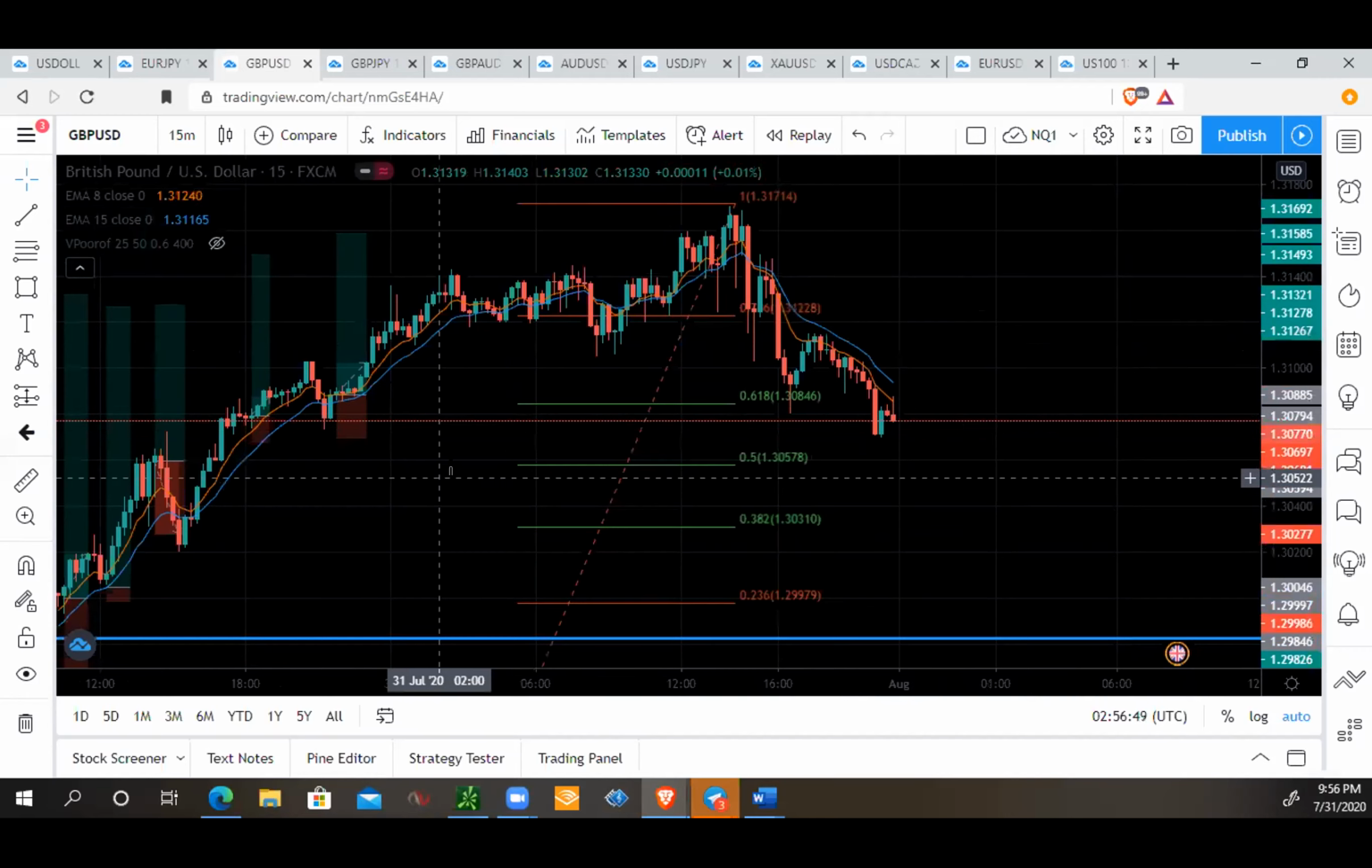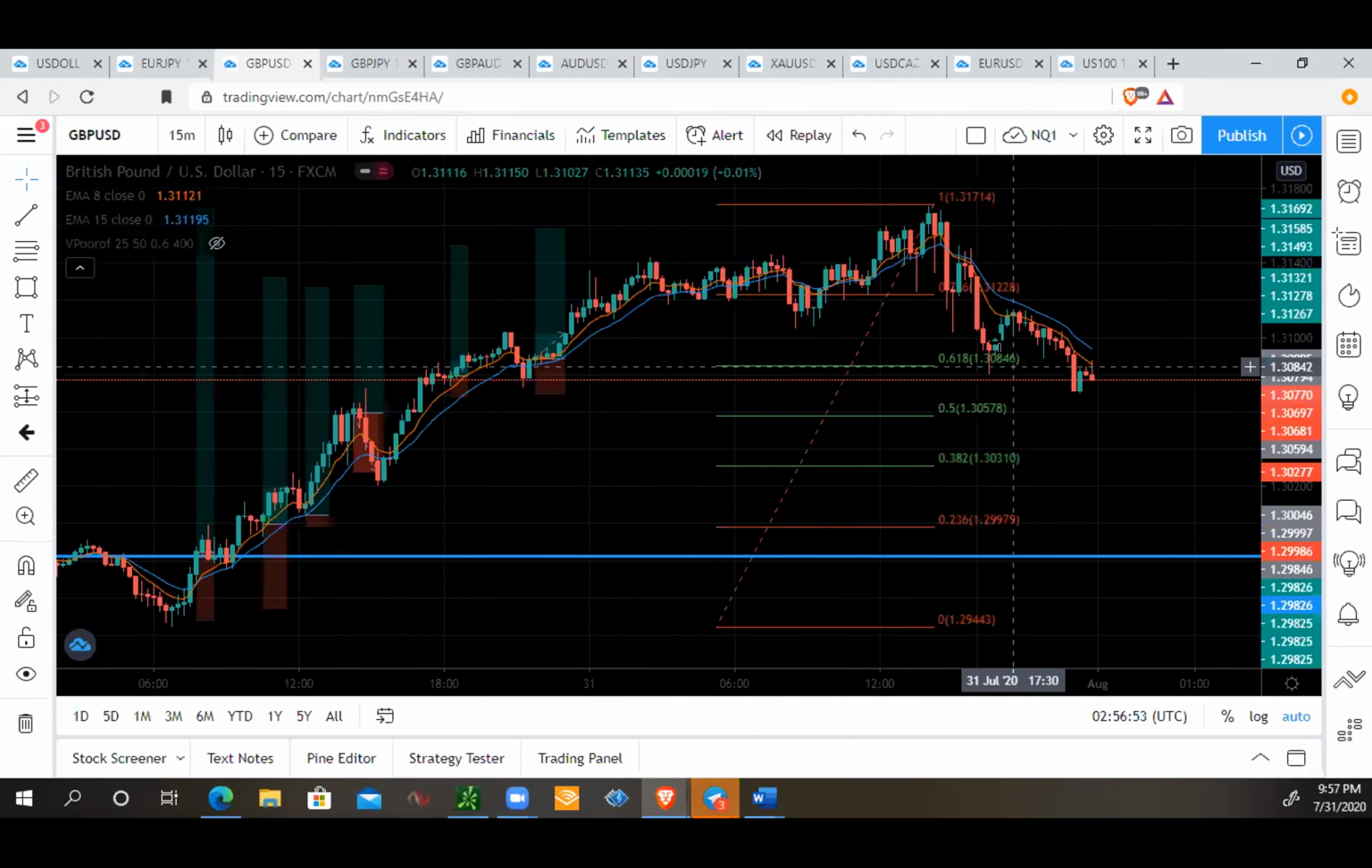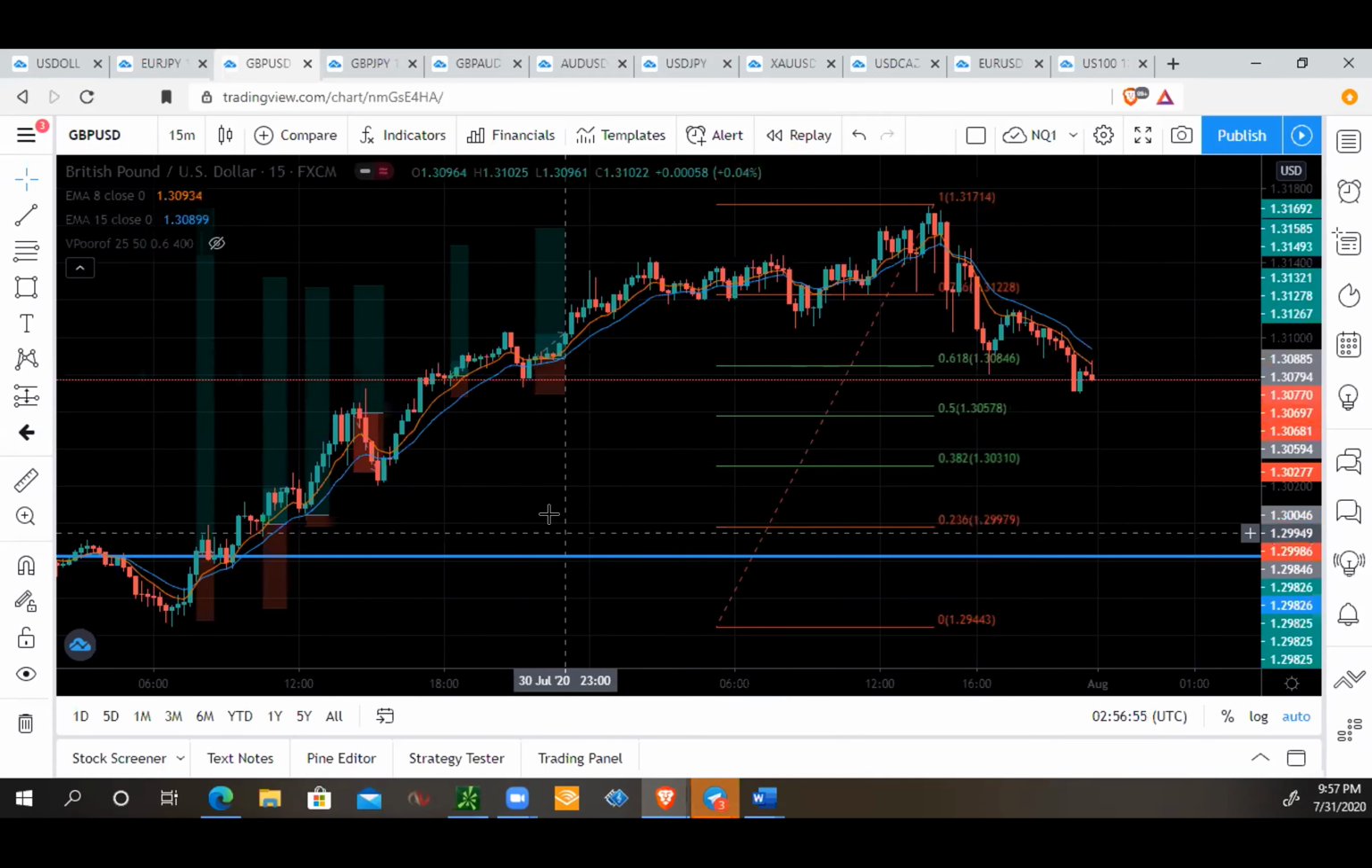So you can use your alerts. You can use this 50% fib. You can use all that to really set yourself up. And I'm telling you, you can do that on any pair.